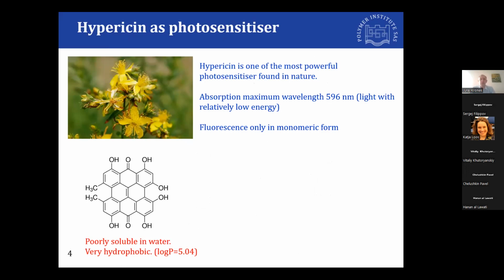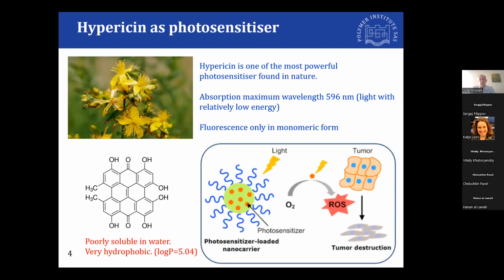A very specific feature of hypericin is that light is emitted only in the monomeric form. It means when hypericin is aggregated, no fluorescence occurs. A drawback of hypericin is its very low solubility in water. It means it's very hydrophobic, and it is not possible to distribute it to physiological media.